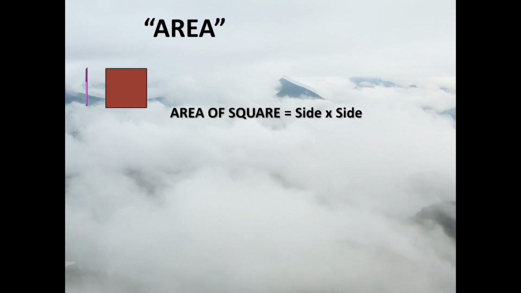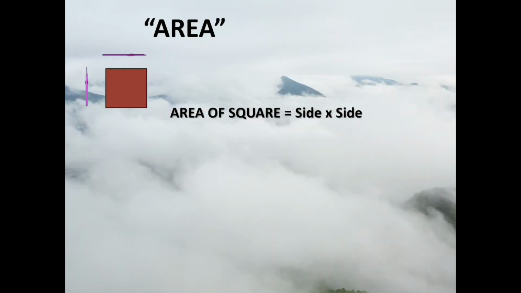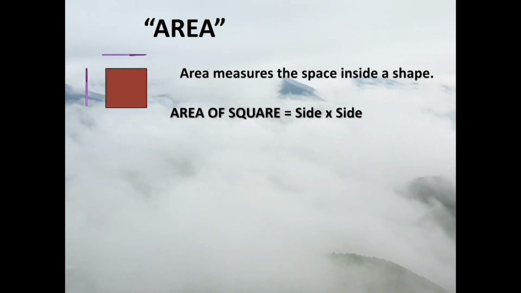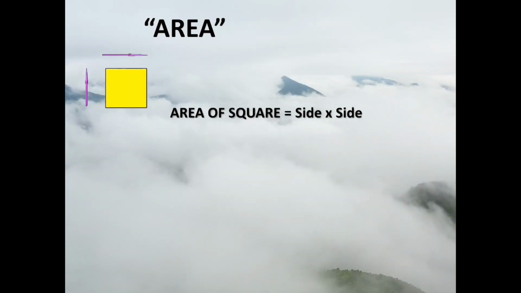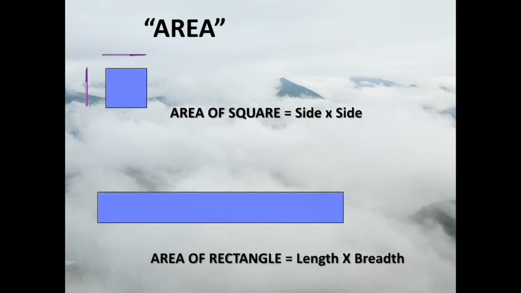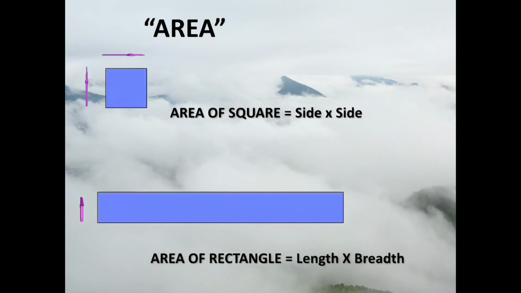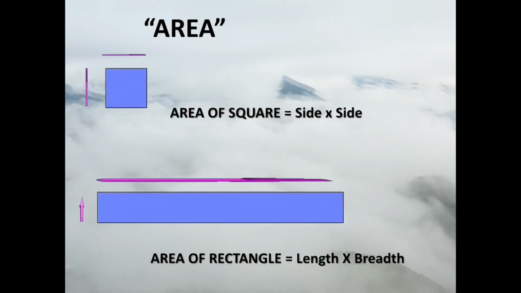Area of a square is equal to side into side. Area measures the space inside a shape. Area of a rectangle is equal to length into breadth.